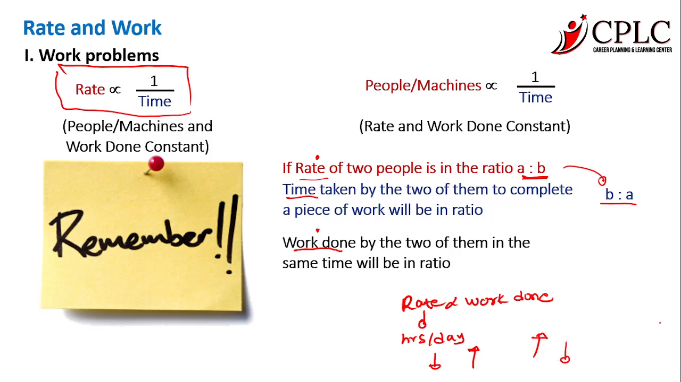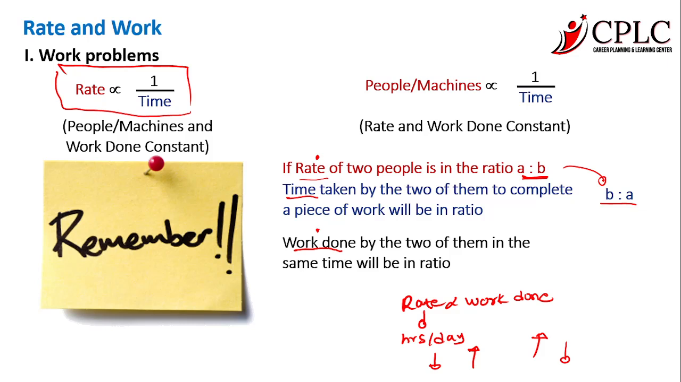That is, if I ask the workers to work for 5 hours per day, let's say they will do a certain amount of work. But if I ask them to do 8 hours per day, then they will do more work than what they are doing as of now. So clearly, if I increase the rate, work done also increases. If I reduce the rate, work done also reduces. So that means they both are directly proportional.